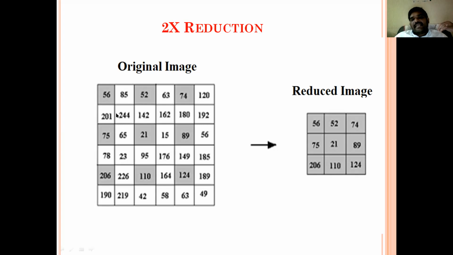In 2x reduction, every second line is removed, in the direction of columns as well as in the direction of rows. See here, 6 columns and 6 rows are there. It is reduced to 3 columns and 3 rows. It is 2x reduction.